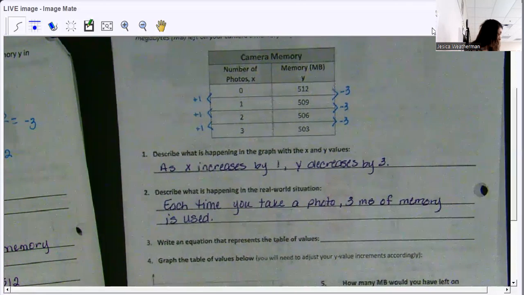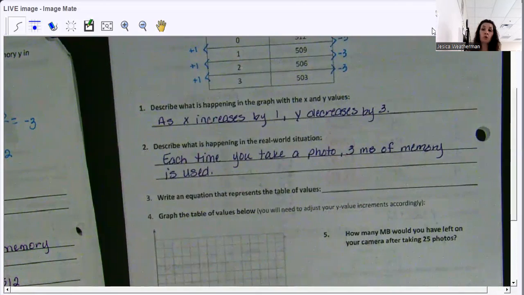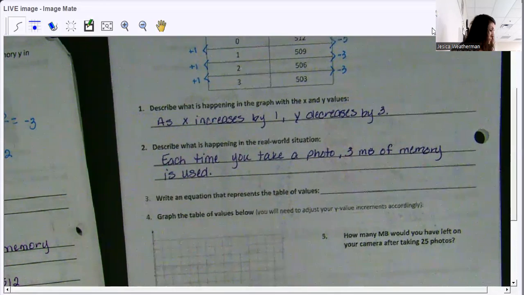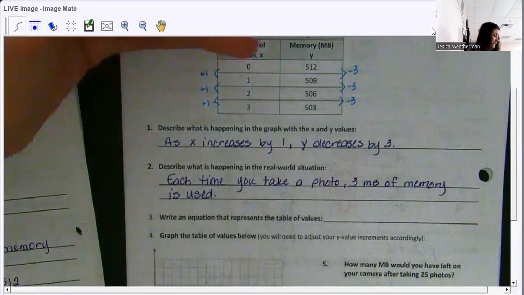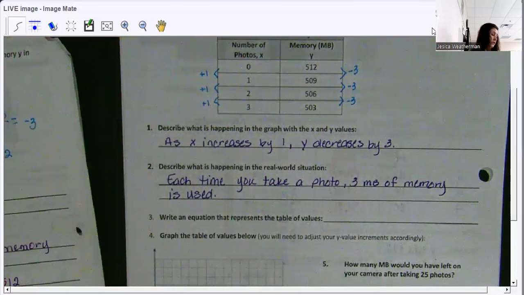All right, now I'm going to have you create your equation. So you're going to use the table, and you're going to use what you know about y-intercept. It's kind of given to you in the table, and I want you to create the equation. Okay, so take a minute to do that. Pause the video if you need to.